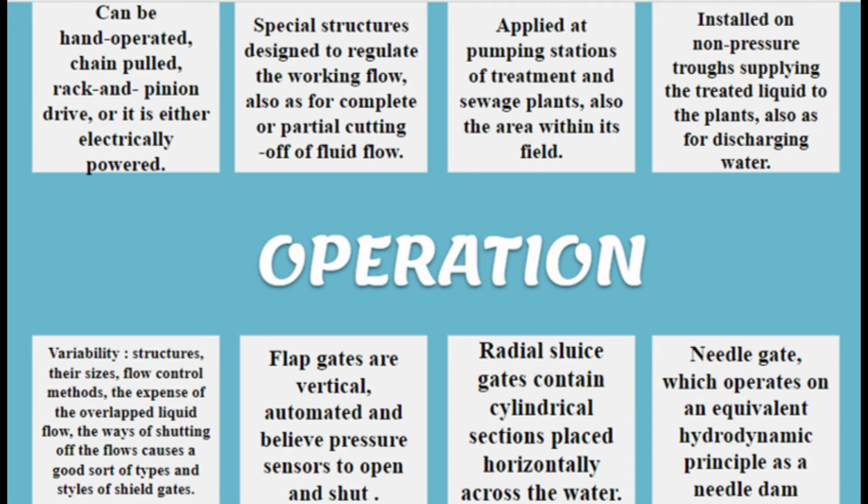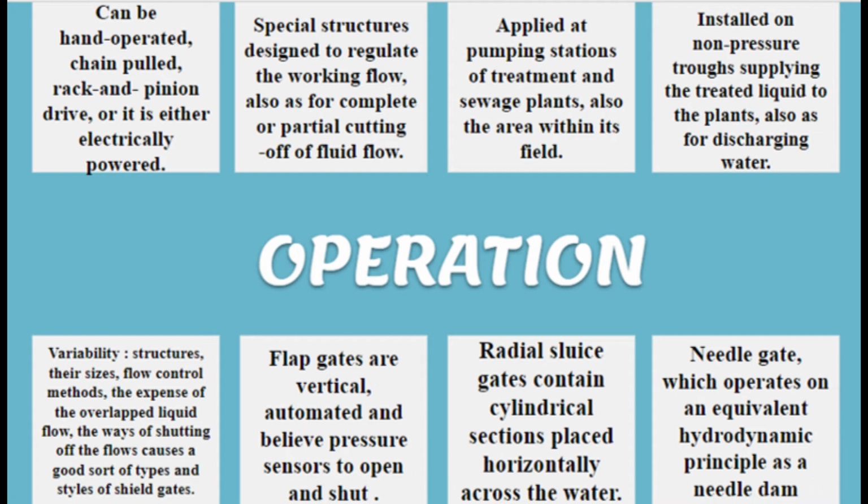The variability of each structure can be seen from its size, flow control methods, the expense of the overlapped liquid flow, and the ways of shutting off the flows, which cause a good sort of types and styles of sluice gate. There are several sorts of sluice gates.